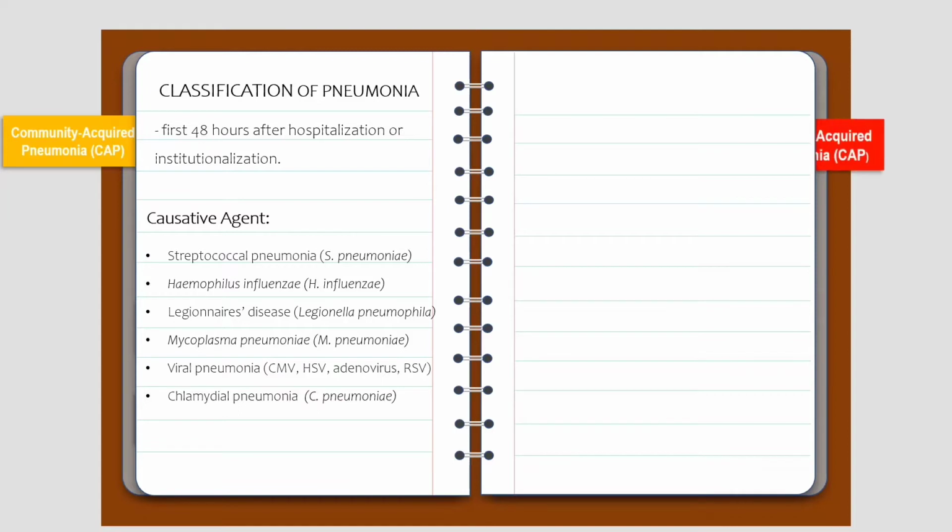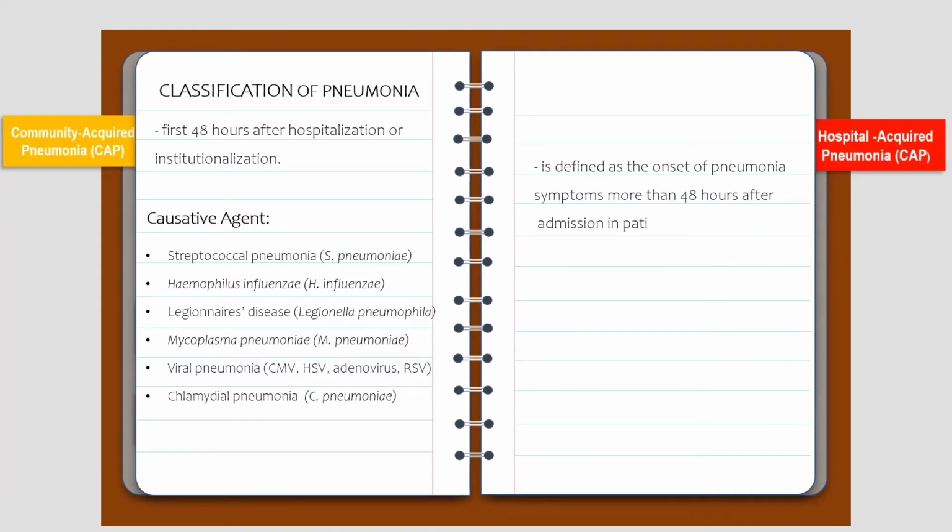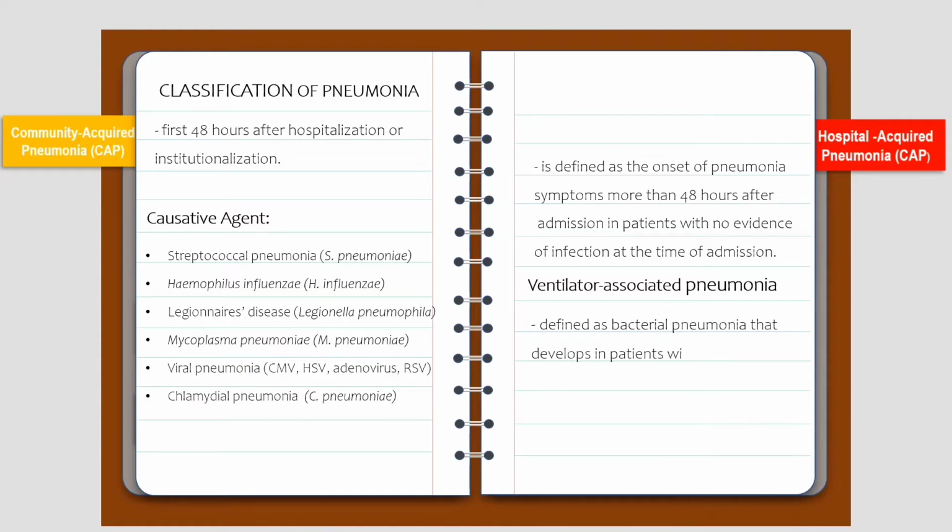Another one is hospital-acquired pneumonia, also known as nosocomial pneumonia. It is defined as the onset of pneumonia symptoms more than 48 hours after admission in patients with no evidence of infection at the time of admission. Ventilator-associated pneumonia is considered a type of nosocomial pneumonia that is associated with endotracheal intubation and mechanical ventilation. This type of pneumonia is defined as bacterial pneumonia that develops in patients with acute respiratory failure who have been receiving mechanical ventilation for at least 48 hours.